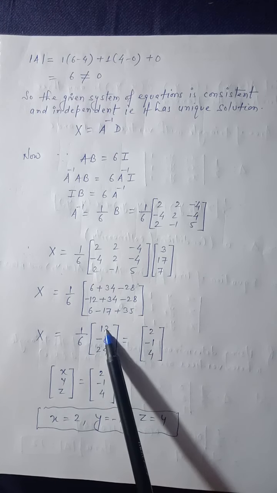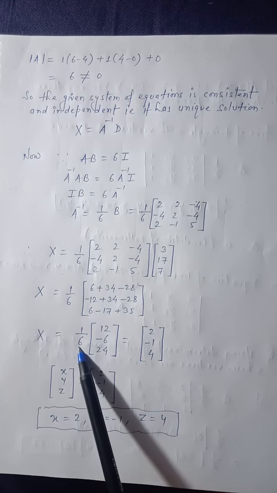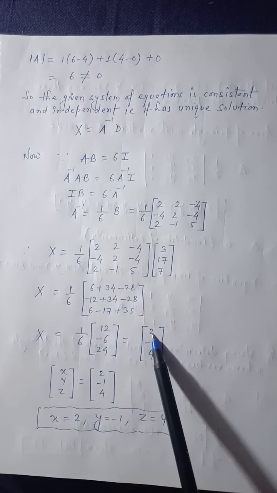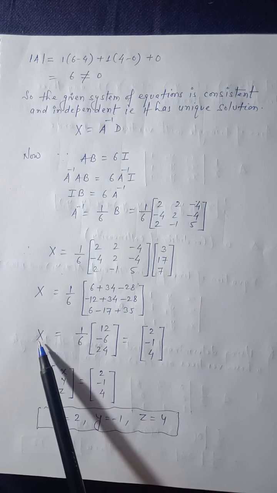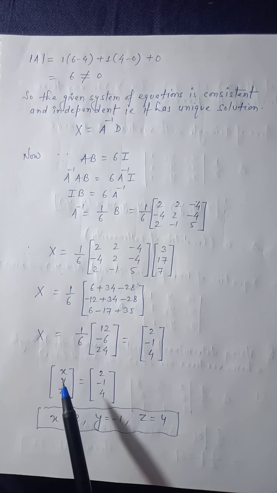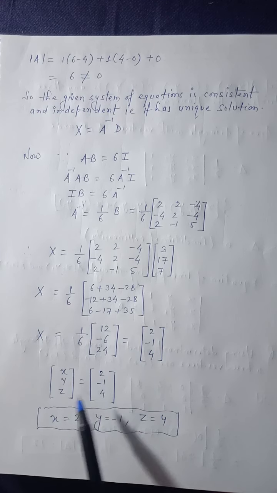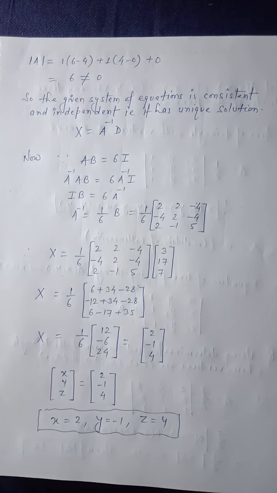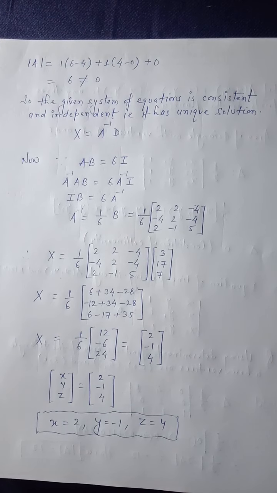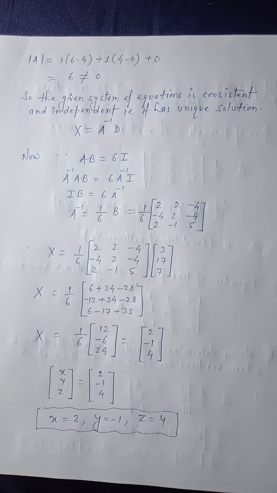So finally we will get 12, minus 6, 24, and when this 1 by 6 is multiplied, we will get 2, minus 1 and 4, but it is x. So when we compare, x is 2, y is minus 1 and z is 4. Okay, so this is the main point in this problem: A and B are given.